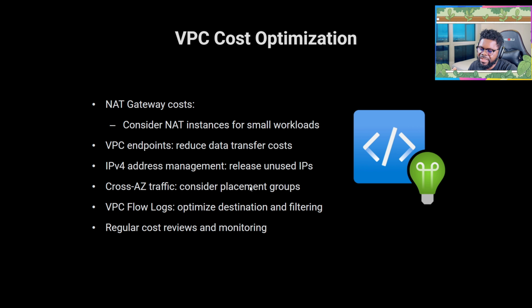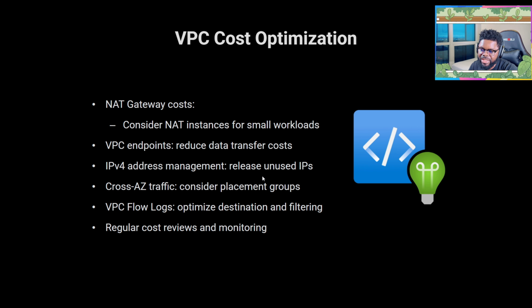IPv4 address management: release unused IP addresses, please. As part of many of the exercises we're doing, always go to your IP Insights to make sure you don't have any public IP addresses there, because if it's there, you'll be paying. Cross-AZ traffic, at some point we'll do that more, but it just means that when traffic moves across AZs, there are some costs associated with it. So VPC flow logs, obviously, you optimize at some point.